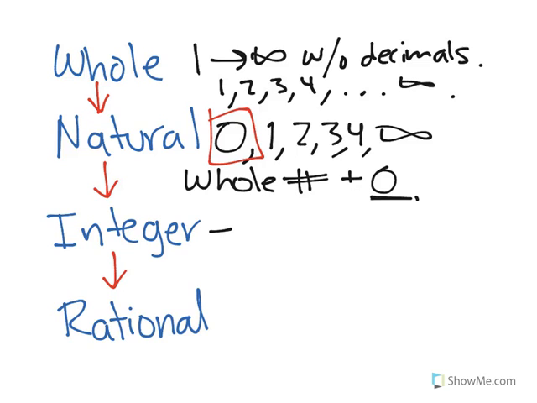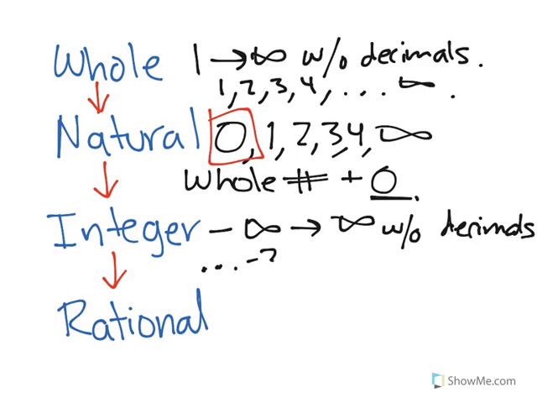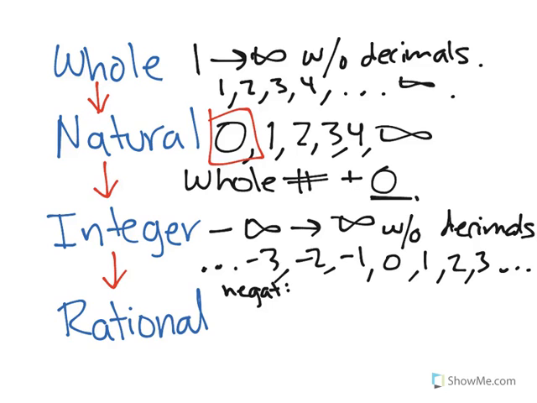Integers range from negative infinity to infinity, but also without decimals. So it's negative 3, negative 2, negative 1, 0, 1, 2, 3, and so on and so forth. So just keep extending to the left and to the right. So as you might see here, it's actually negative numbers plus the natural numbers.